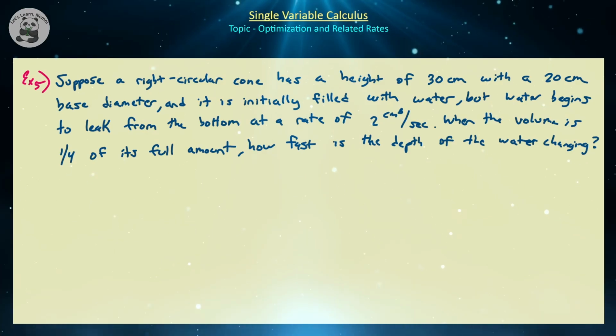For our last example, let's suppose we have a right circular cone that has a height of 30 centimeters with a 20 centimeter base diameter, and let's assume that it's initially filled completely with water. But water begins to leak from the bottom little point at a rate of 2 cubic centimeters per second. When the volume is a quarter of its full amount, how fast is the depth of the water changing?